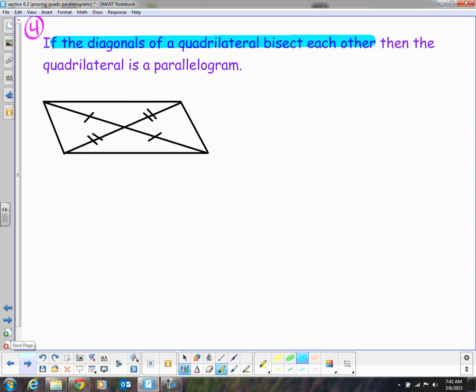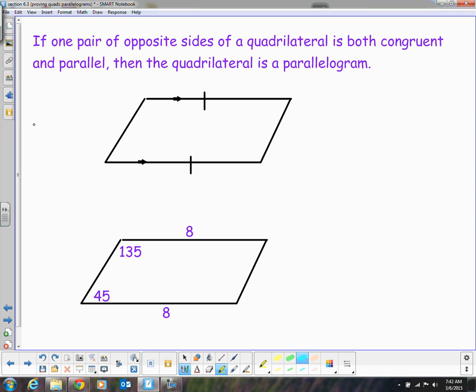Okay. Number 5. Now we're dealing with only one pair of opposite sides. Just one pair. Everything's been both. All right. If one pair is both congruent and parallel, there's the parallel symbol, there's the congruent symbol, then we can conclude that the quadrilateral is a parallelogram.